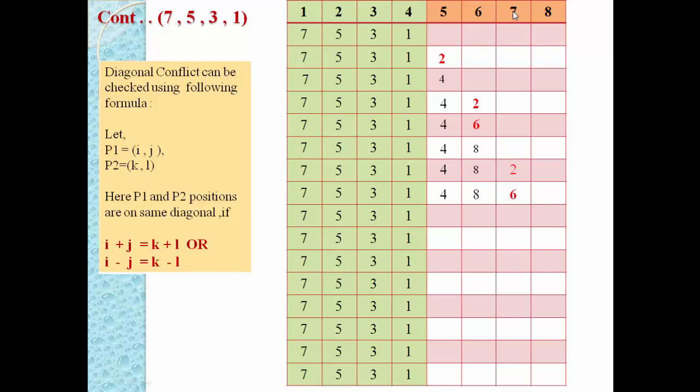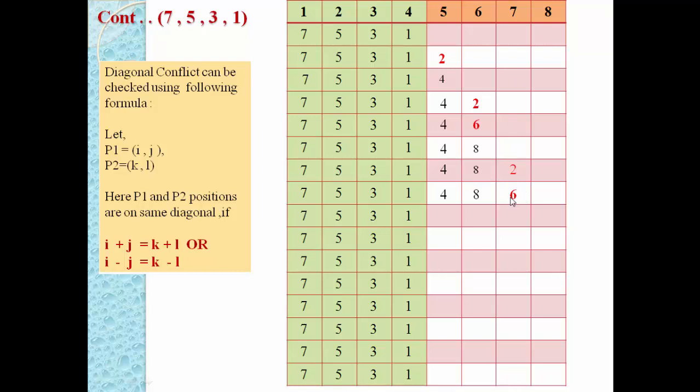Now we need to check the subtraction. 7 minus 6 is equal to 1. So is there any queen which has a subtraction of row and column equal to 1? Yes. 5th queen has 5 minus 4 is equal to 1. So 5th queen is on 5th row, 4th column. So 5 minus 4 is equal to 1, and 7 minus 6 is equal to 1. It means that both the queens, 5th queen and 7th queen, will be on same diagonal. So we cannot place on column number 6.